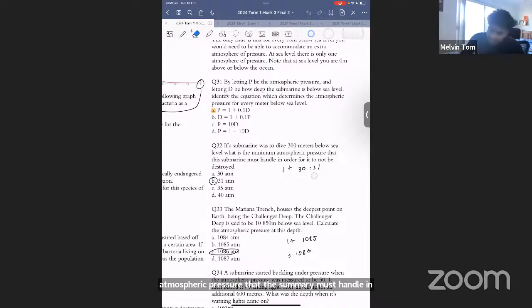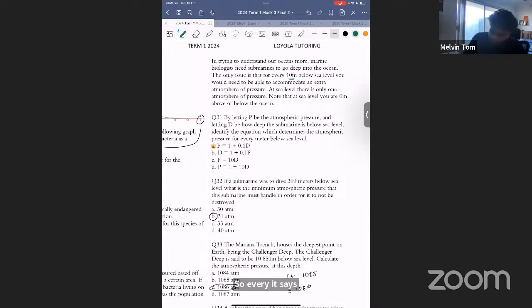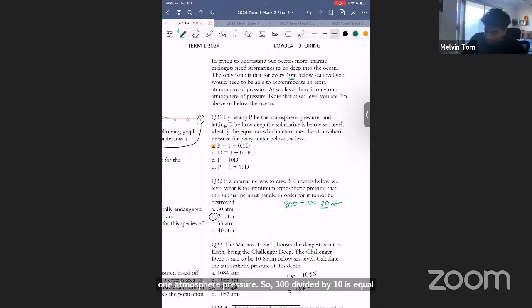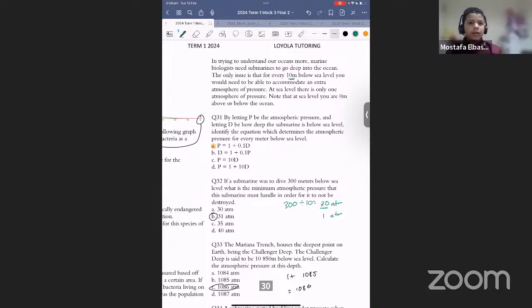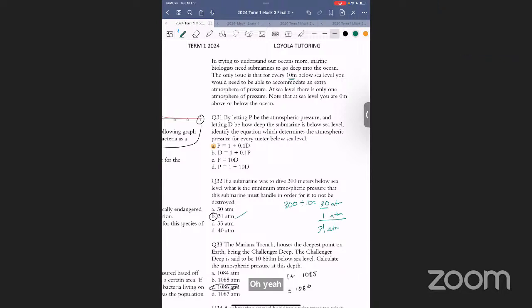So it says that every 10 meters, you add 1 atmospheric pressure. So 300 divided by 10 is equal to 30. So it adds 30 atmospheric pressures. But then at sea level, how much atmospheric pressure is there? We just have 1 atmosphere, right? Oh, yeah. So the total is 31 atmospheric pressures. Do you understand, Ayush? Yep. All right.